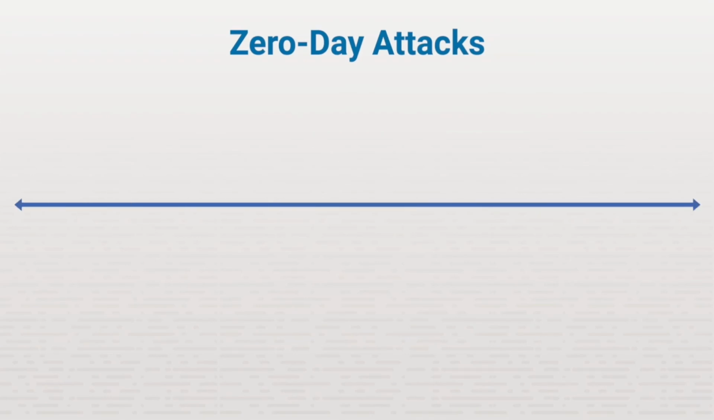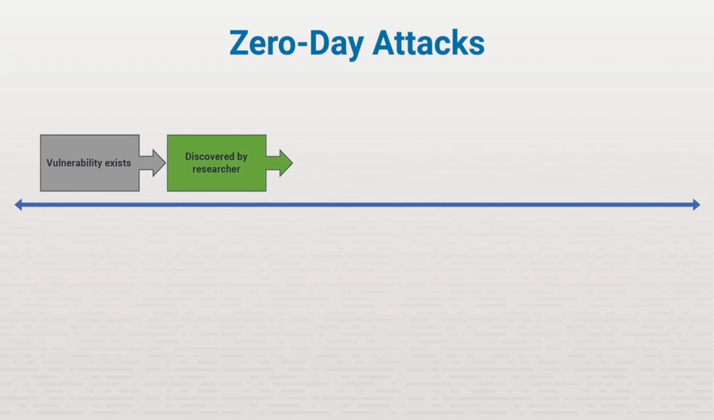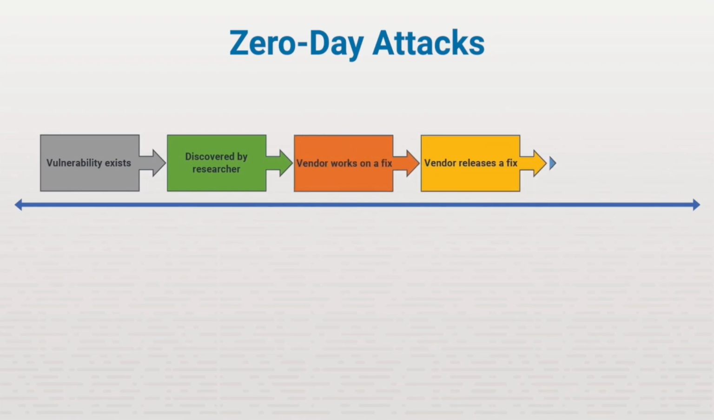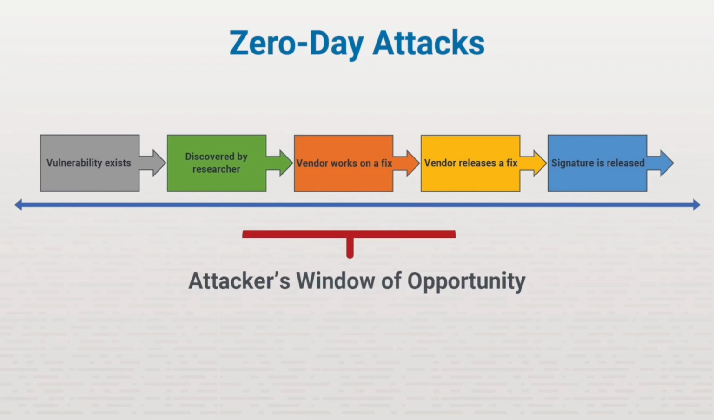The timeline is that when a vulnerability exists, it's generally discovered by a researcher. The vendor then creates a fix and releases a signature. Within this development cycle is a window of opportunity for an attacker to exploit, and attackers love to take advantage of these vulnerabilities because it gives them an advantage over the developers.